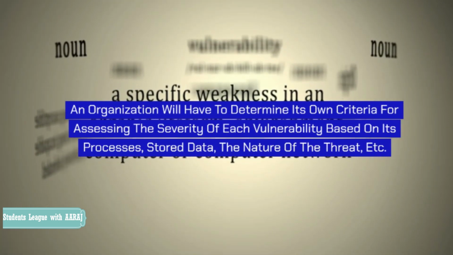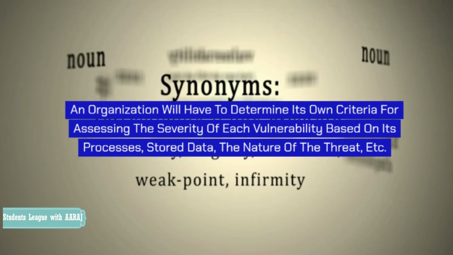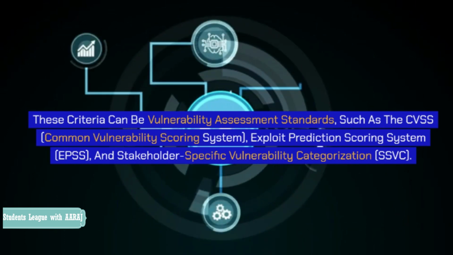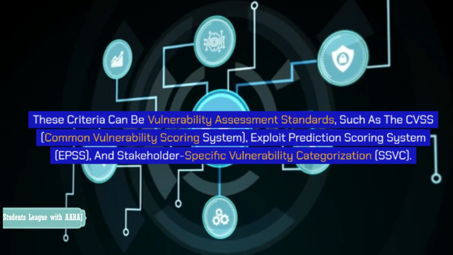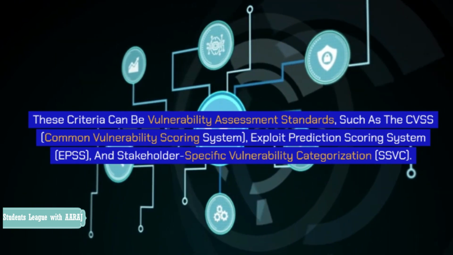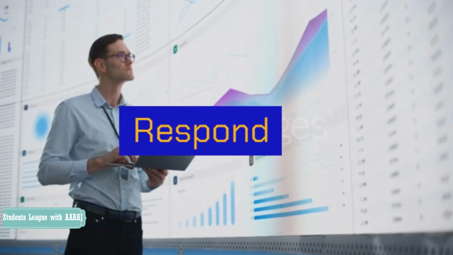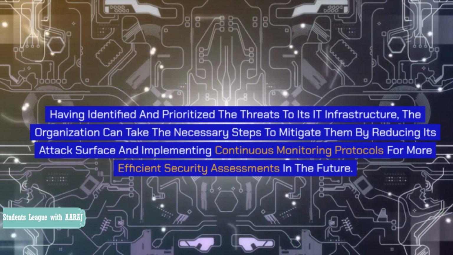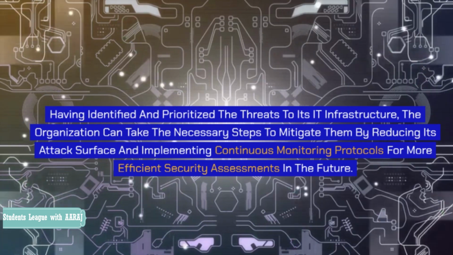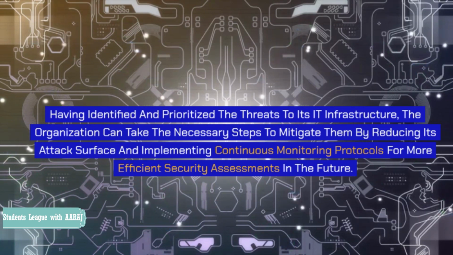An organization will have to determine its own criteria for assessing the severity of each vulnerability based on its processes, stored data, the nature of the threat, etc. These criteria can be vulnerability assessment standards, such as the CVSS, Common Vulnerability Scoring System, Exploit Prediction Scoring System, EPSS, and Stakeholder-Specific Vulnerability Categorization, SSVC. Respond. Having identified and prioritized the threats to its IT infrastructure, the organization can take the necessary steps to mitigate them by reducing its attack surface and implementing continuous monitoring protocols for more efficient security assessments in the future.